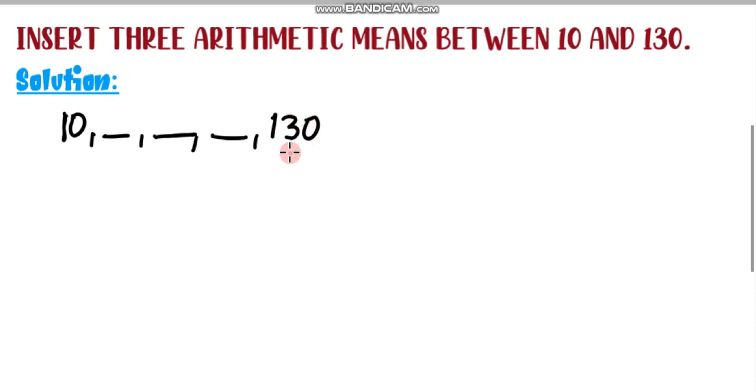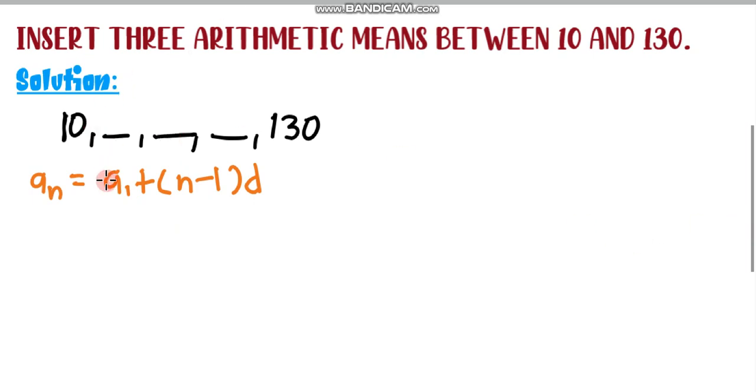So, similar to example number 2, we will just be using the general form for the arithmetic sequence, which is a sub n equals a sub 1 plus n minus 1 times d. Okay? And let's just substitute here.